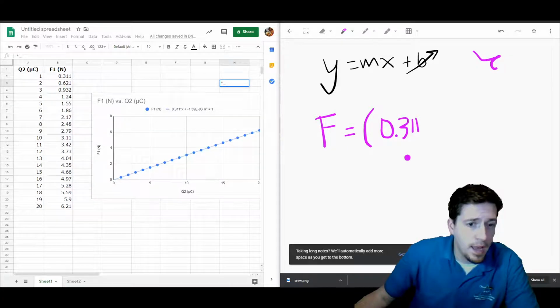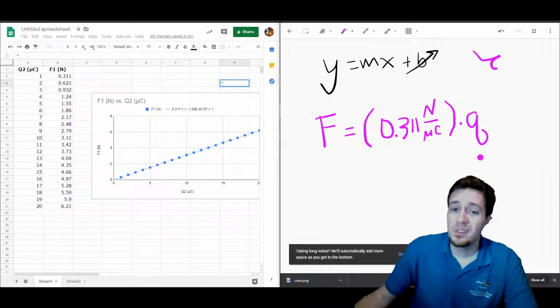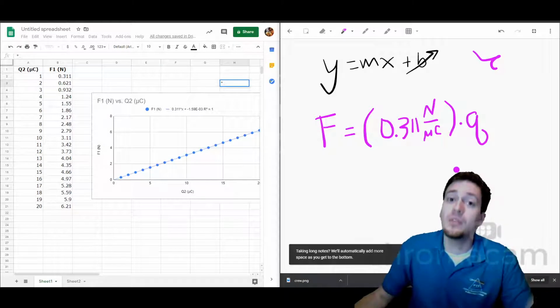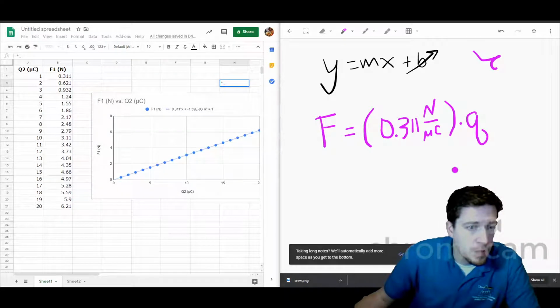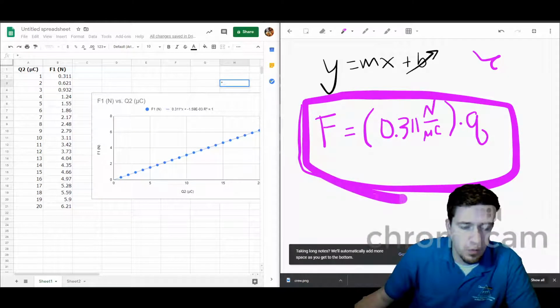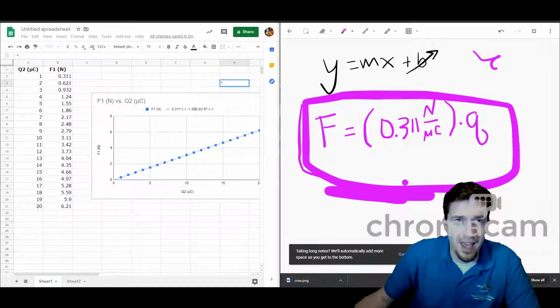0.311, and now the units on this are going to be the vertical units divided by the horizontal units. So this would be newtons divided by microcoulombs. And this is going to now be Q. Q is the symbol for charge. Q for charge, things that make sense, like P for momentum. Great. So boom. Mathematical model done. For my first graph, all set, ready to go.